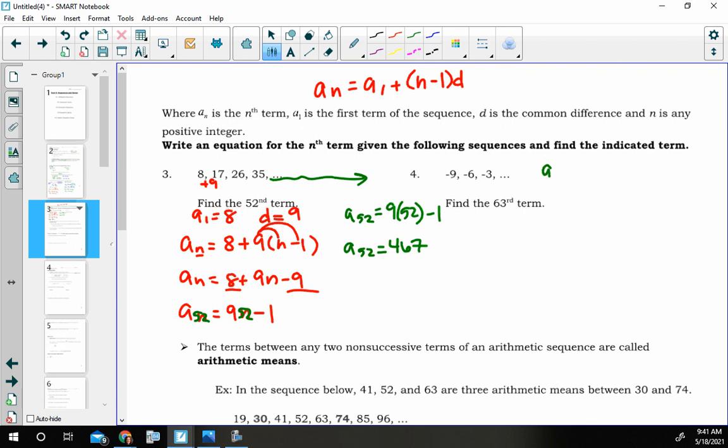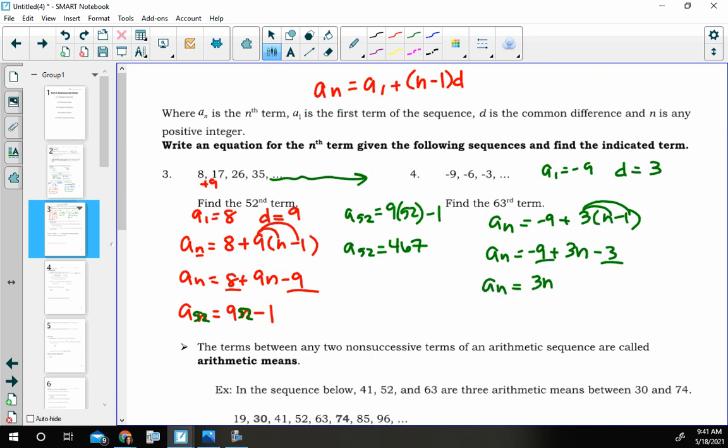Okay, so my a sub 1 is negative 9, the distance, I'm adding 3 each time. So a sub n equals negative 9 plus, I'll throw the distance in the front, for those of you that want it in the front, this gets me 3n minus 3. So if I combine those, I get negative 12. And now I'm going to find a sub 63, the 63rd term. So 3 times 63 minus 12. So my 63rd term is 177.